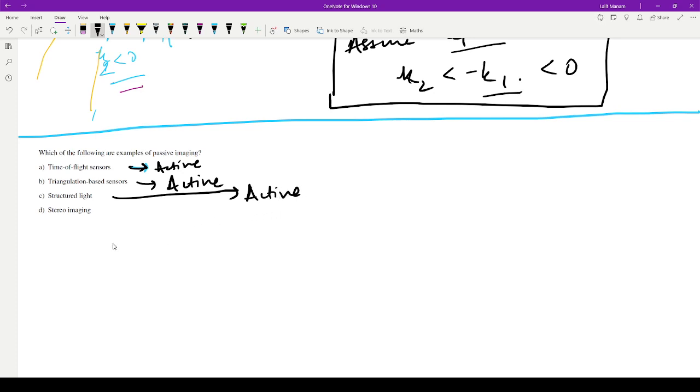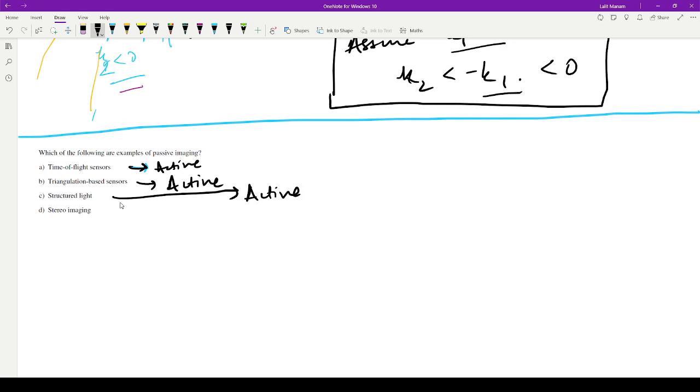If you remember the Microsoft Kinect sensor that was discussed in the class, version 1 is an example of structured light. Version 2 uses time of flight sensors. Okay, stereo imaging. What is stereo imaging? What did we discuss?